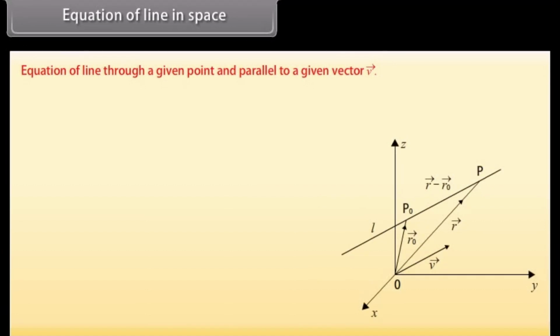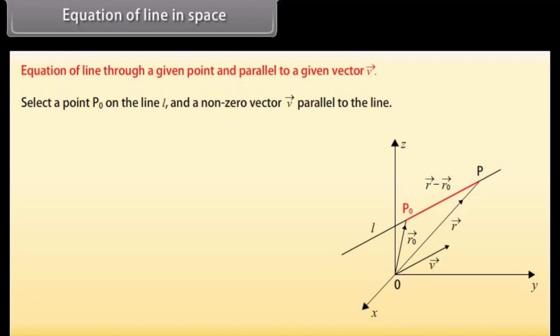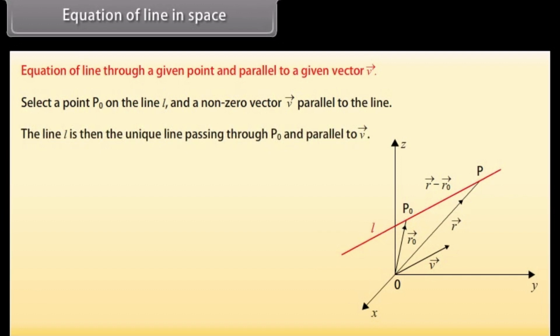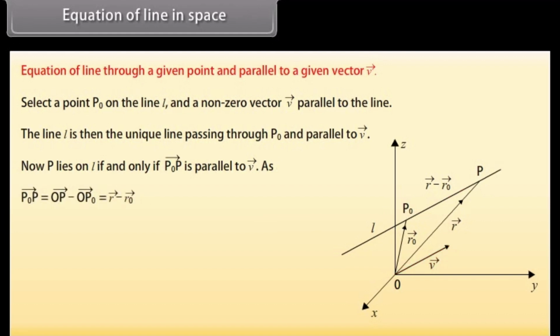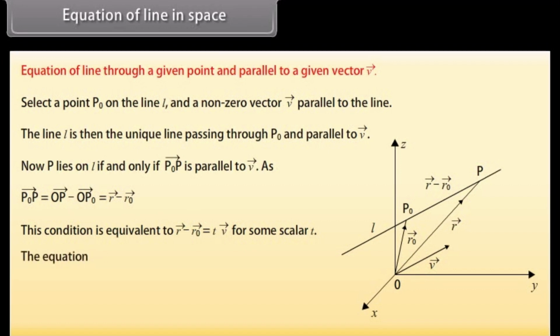Equation of line in space. Equation of line through a given point and parallel to a given vector v. Select a point P0 on the line L, and a non-zero vector v parallel to the line. The line L is then the unique line passing through P0 and parallel to vector v. Now P lies on L if and only if vector P0P is parallel to vector v. As vector P0P is equal to vector OP minus vector OP0, which equals vector r minus vector r0. This condition is equivalent to vector r minus vector r0 equals t vector v for some scalar t. The equation vector r minus vector r0 equals t vector v is called a vector equation of the line L.